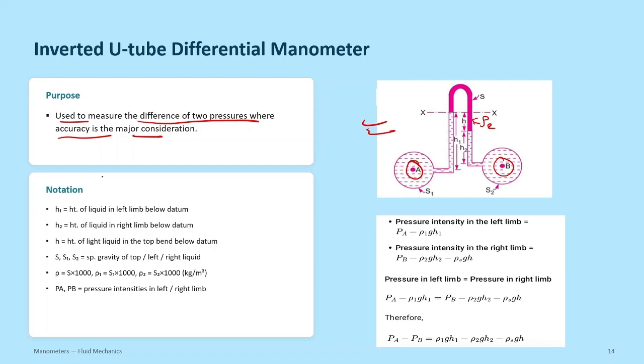So it is similar to the previous one, like here the notation is same like H1 equal to height of the liquid in the left limb, H2 equal to height of the liquid in right limb. Here H1 and H2 is the same liquid. H is the height of light liquid in top bend below datum. Here in place of light, it will come heavy, because H is the distance of heavy liquid.